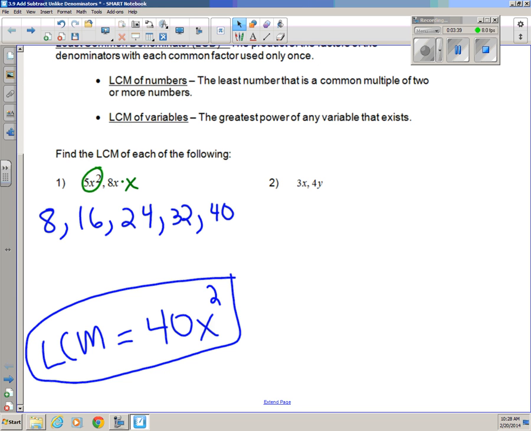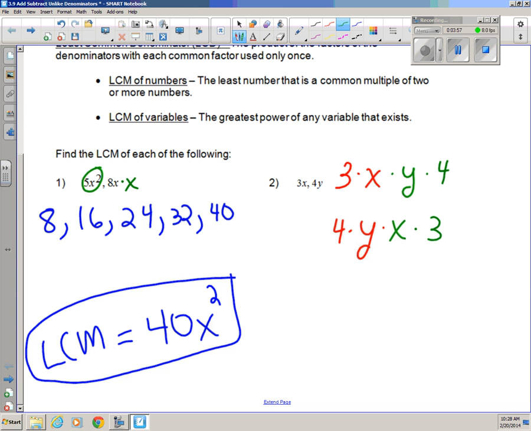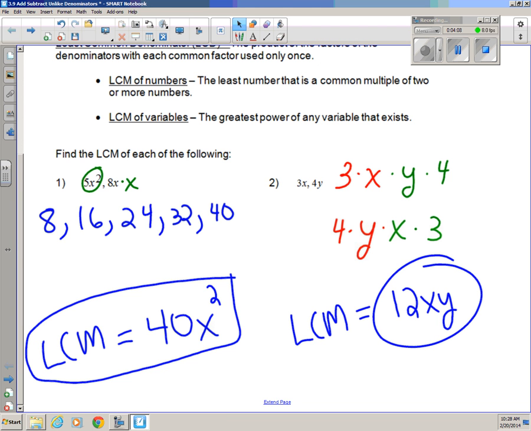If I take a look at the next one, I've got 3 and I've got x, and then I've got 4 and I've got y. Another way to think about how to balance it out, well, this guy is missing a y, this guy is missing an x, but I'm not done because the numbers aren't the same. If I multiply that by a 4 and multiply that by a 3, now I have the same thing. My least common multiple, my least common denominator, is 3 times 4, x times y. They both can turn into 12xy. Okay, and that's essentially all you're doing.